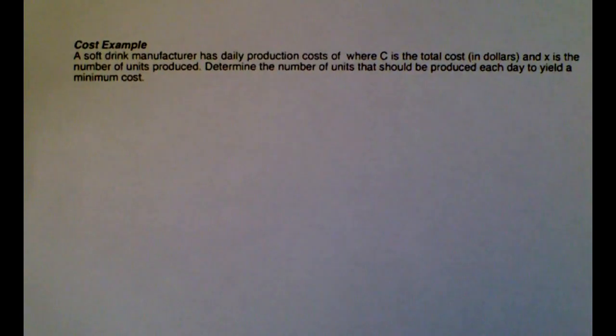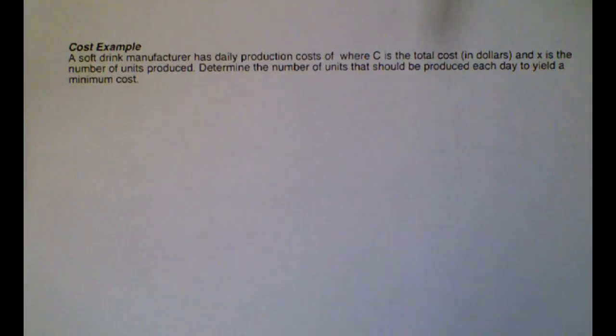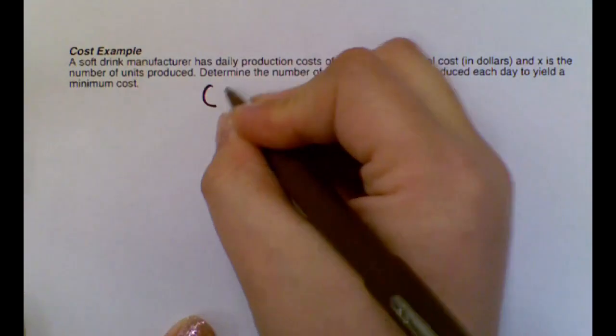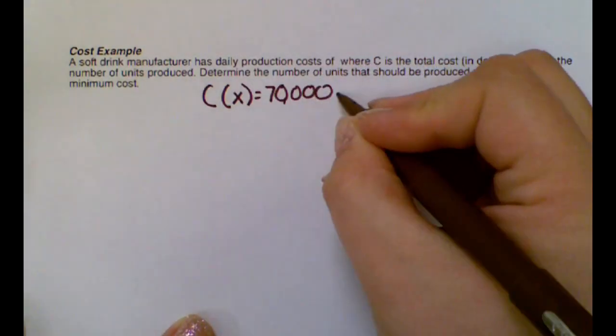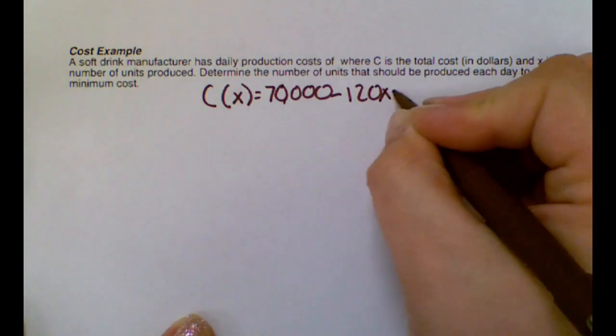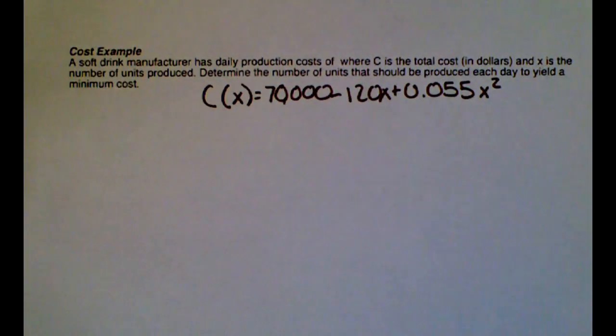And one more example here for us. A soft drink manufacturer has daily production costs of C, where C is the total cost in dollars and X is the number of units produced. Determine the number of units that should be produced each day to yield a minimum cost. And I lost my function here. Sorry about that. Our function is supposed to be C of X equals 70,000 minus 120X plus 0.055X squared. That'll make our lives easier.